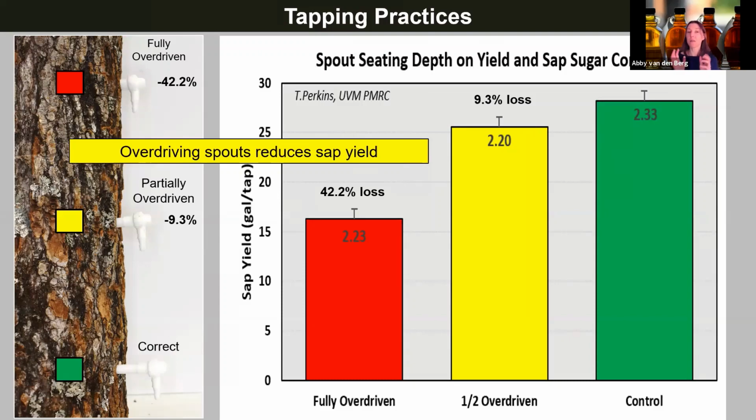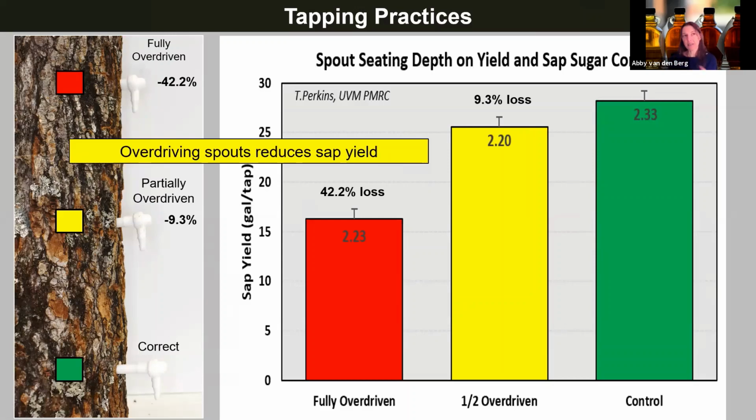And we've all been there. It is super tempting to go just a little bit further and just make sure that it's tight. And that's fine, but it's important to understand that too far is going to hit you in the wallet. What we saw was for spouts that were partially overdriven, driven in, I think, 0.6 of an inch more than they should have been, those lost about 10% in yield.